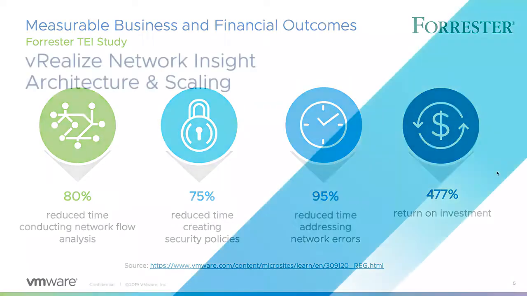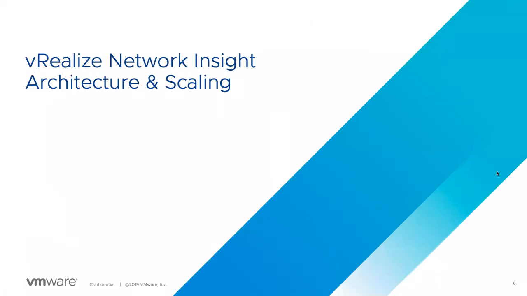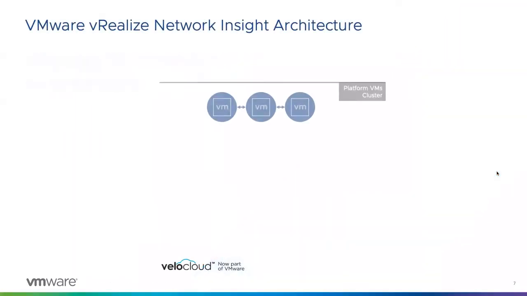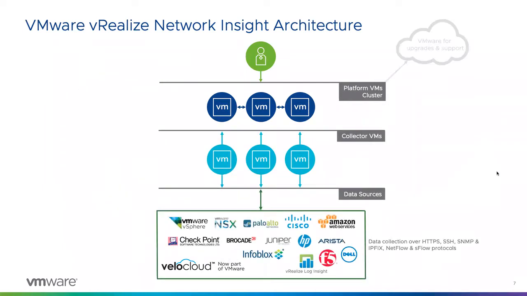So next, what I'll do is jump in and talk a little bit about the Network Insight architecture and scaling. When we look at the architecture for vRealize Network Insight at a higher level, the key thing to focus on here is the product is completely virtualized. It utilizes virtual appliances and consists of the platform VMs, which are basically your GUI interface running as a virtual appliance, and then your collector VMs, which are doing your data collection from your various data sources, whether it be virtual infrastructure, physical infrastructure, or even cloud.